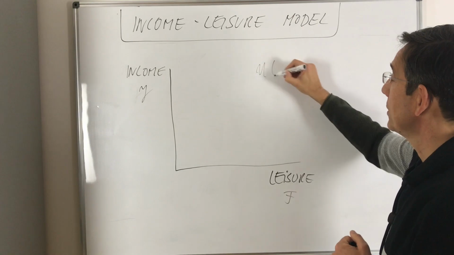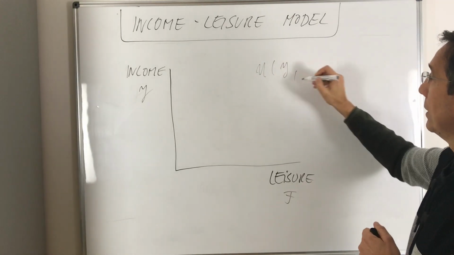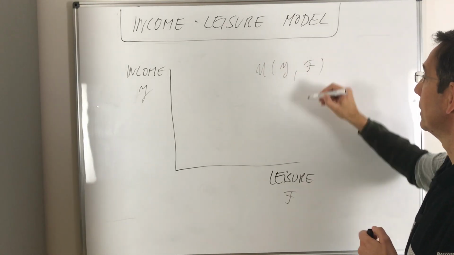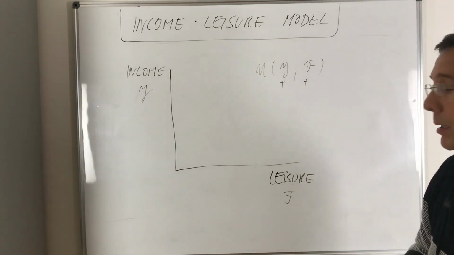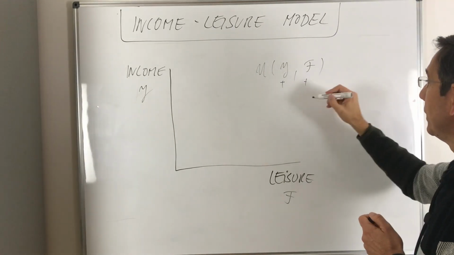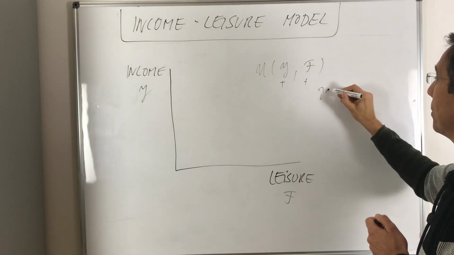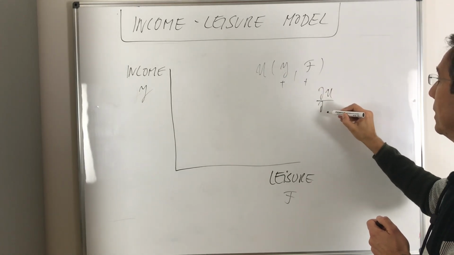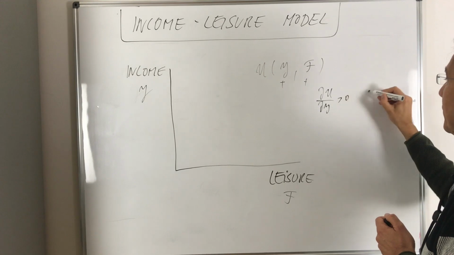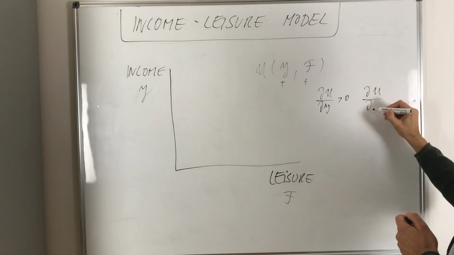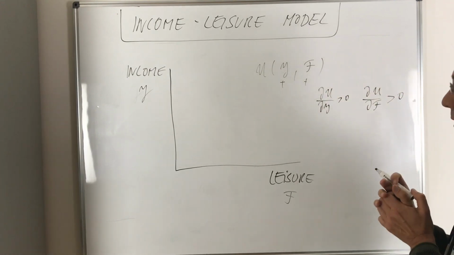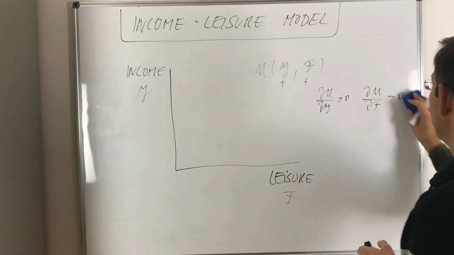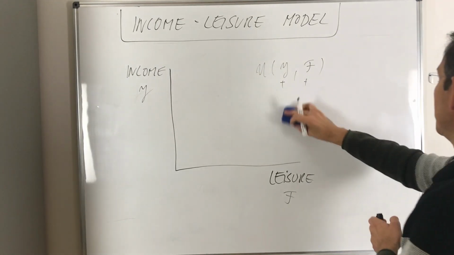And so the utility depends on income and leisure, both positively correlated with utility, meaning that the partial utility with respect to income is positive and the partial utility with respect to leisure is positive, and the second derivatives are negative due to diminishing utility.